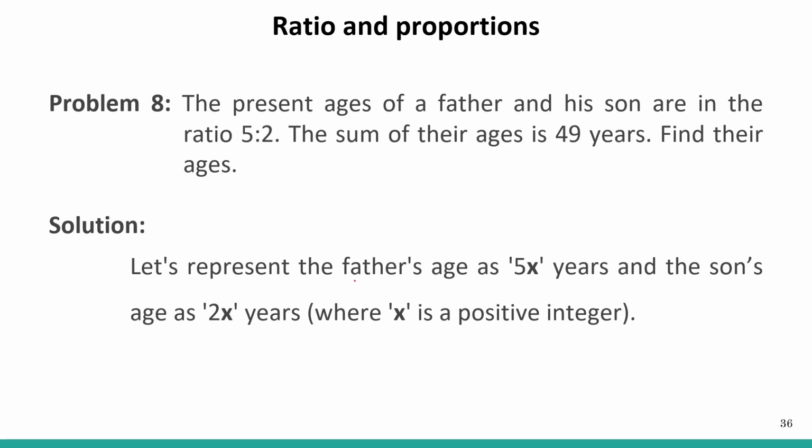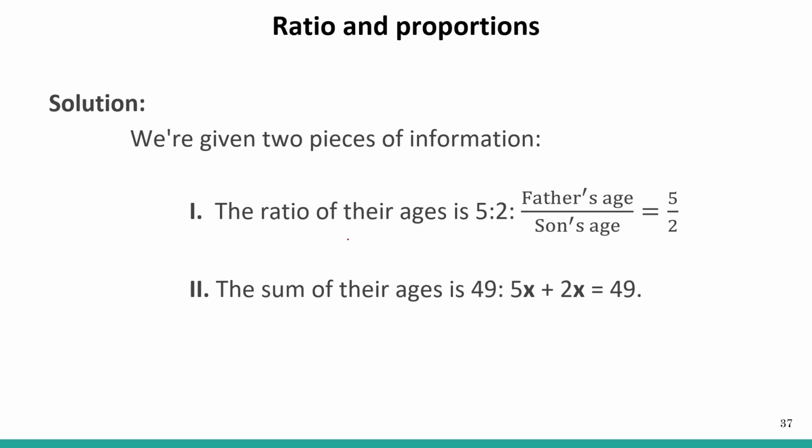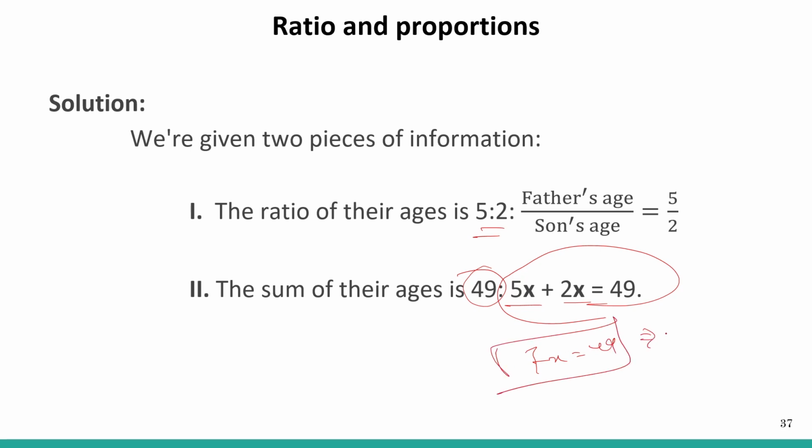So let's represent the father's age as 5x years and the son's age as 2x years. We represent it as 5x and 2x respectively for the father and son. We are given two pieces of information. The ratio of their ages is 5:2, so the father's age by the son's age is equal to 5/2. The sum of their ages is 49, which is equal to 5x plus 2x. So it will be 7x is equal to 49, as we have previously calculated. So this implies that x is equal to 7. So the father's age will be 7 into 5, which is equal to 35.